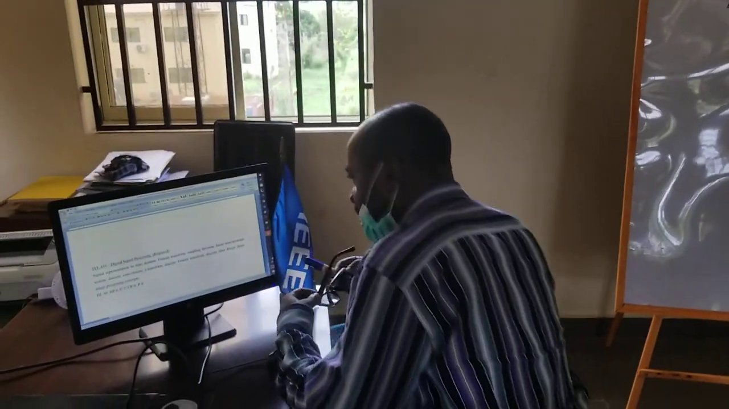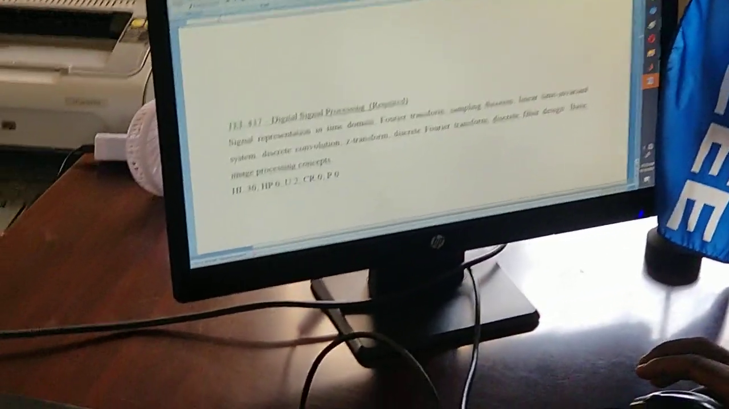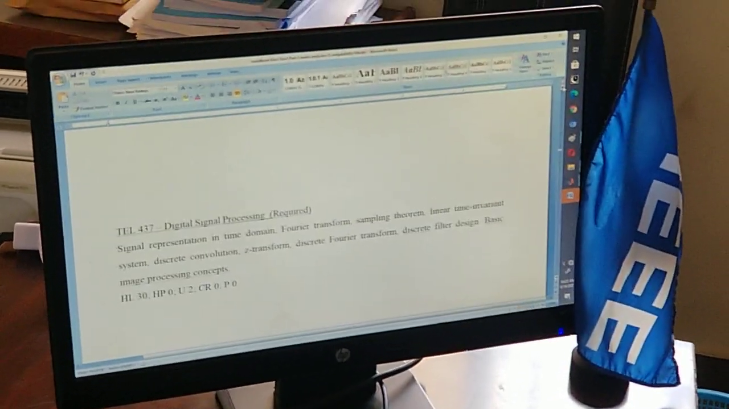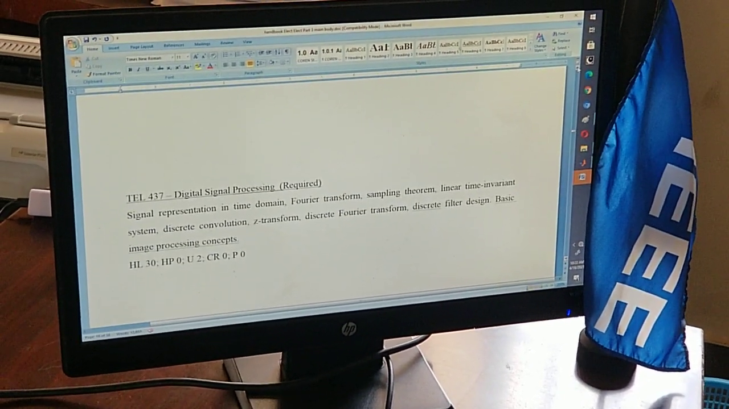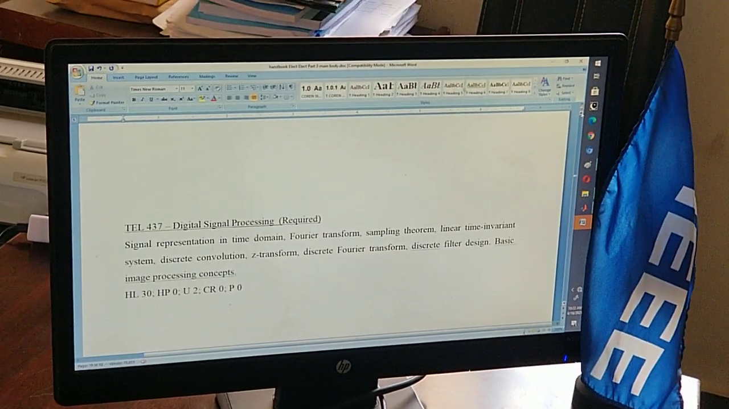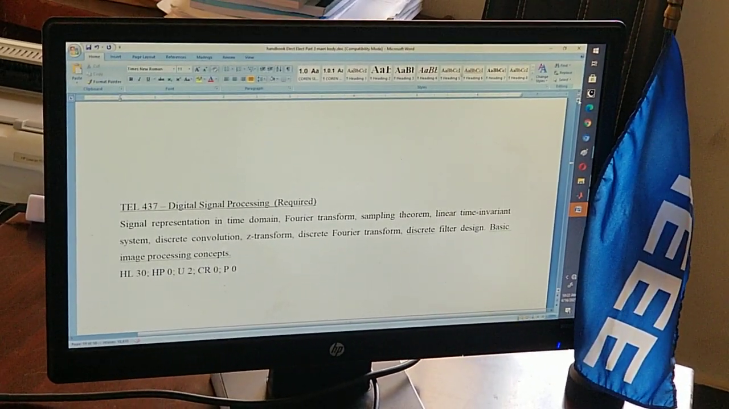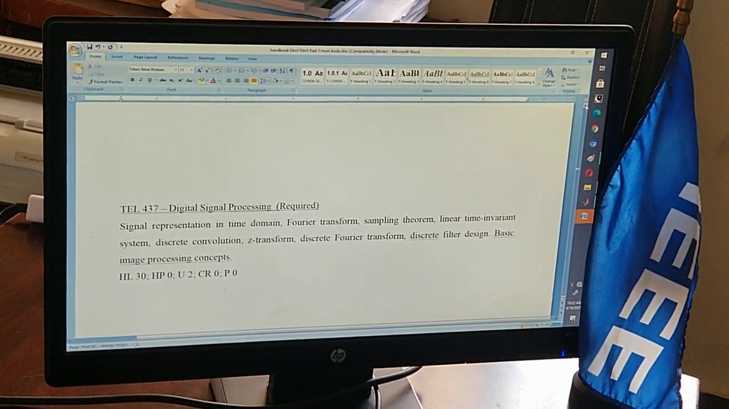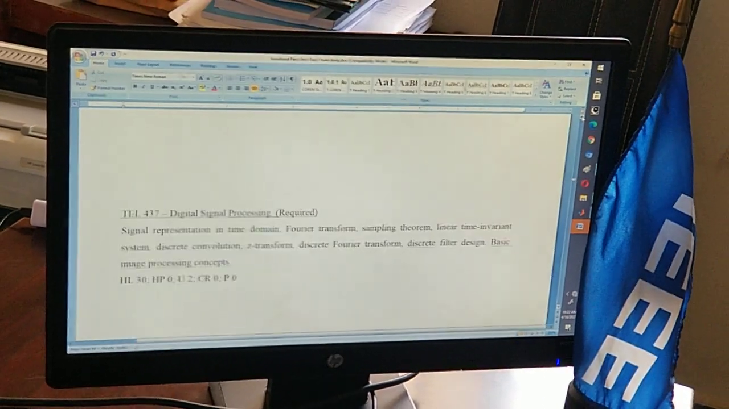This is the course content. TEL 437 Digital Signal Processing is a required course. Signal representation in time domain, Fourier transform, sampling theorem, linear time invariant system, discrete convolution, Z transform, discrete Fourier transform, discrete filter design, basic image processing concepts. It's a 2-unit course.